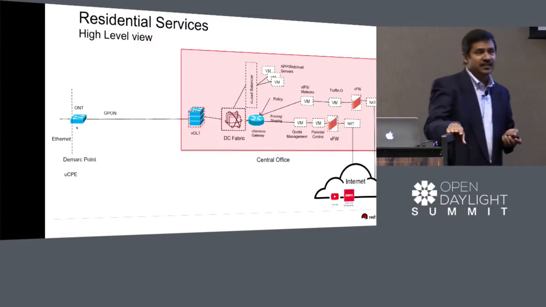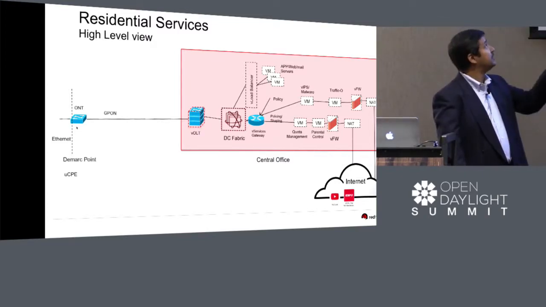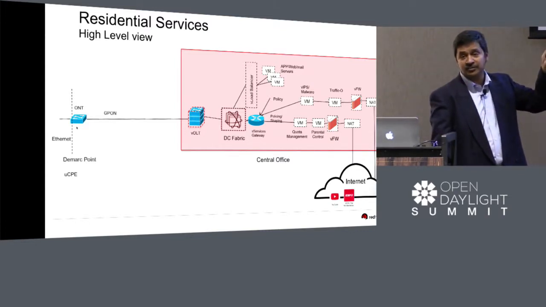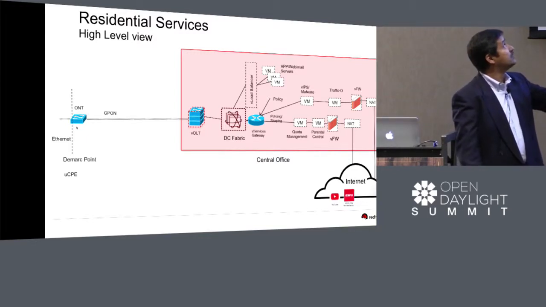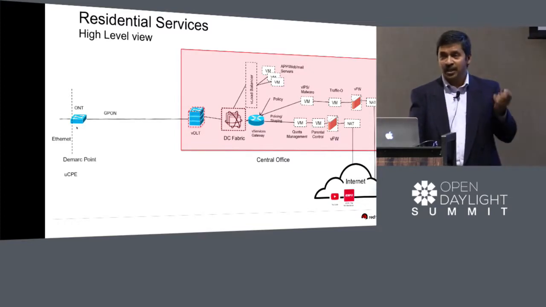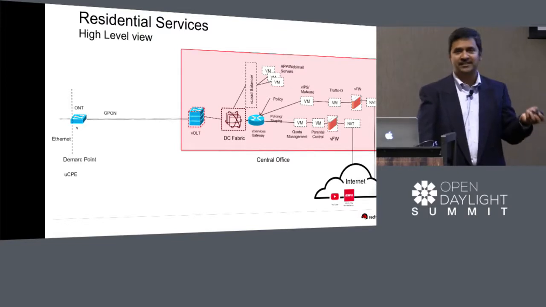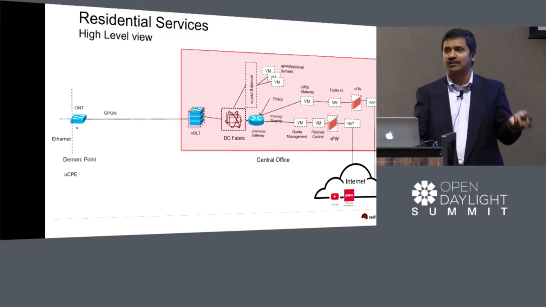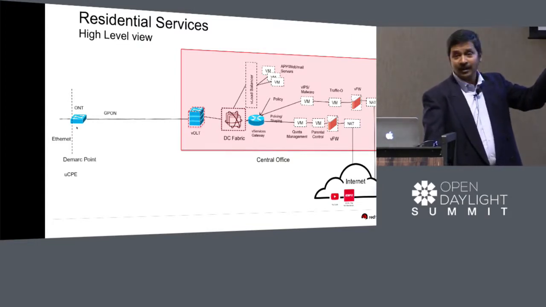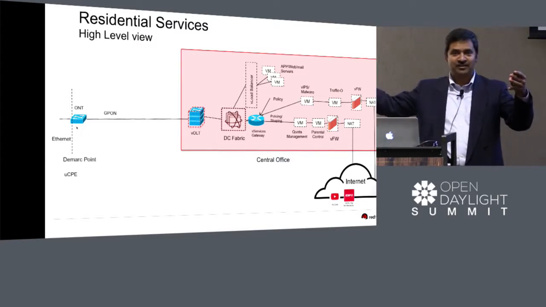So if you take the residential services model, here's a very high-level view of it. What you have on the left-hand side is your residence with a demarc point and probably an optical network termination unit, right? So with that ONT across a GPON network, you have an optical line termination capability. There has been a good amount of work done by PMC Sierra, AT&T and a bunch of others in terms of trying to build a virtualized OLT. That virtualized OLT can plug directly into the data center fabric, providing you that horizontal scale that we showed a few slides back.